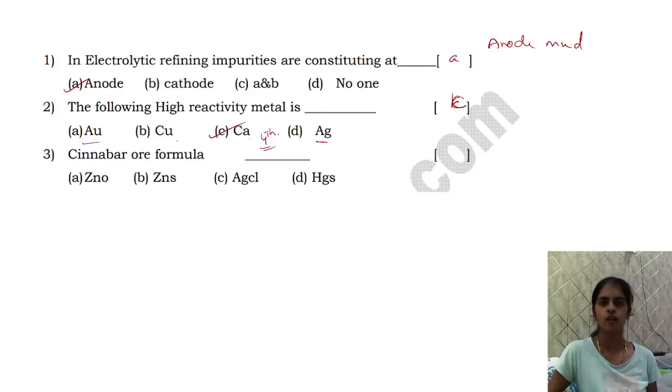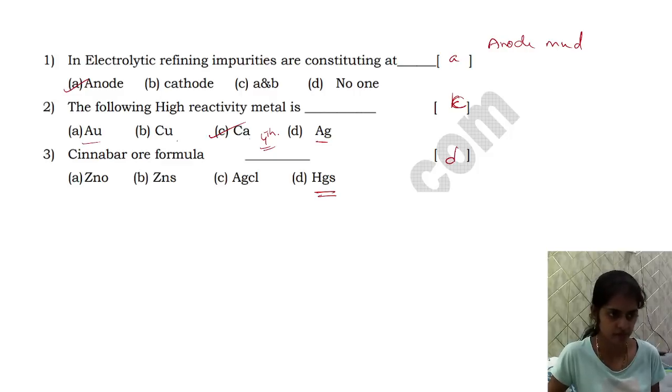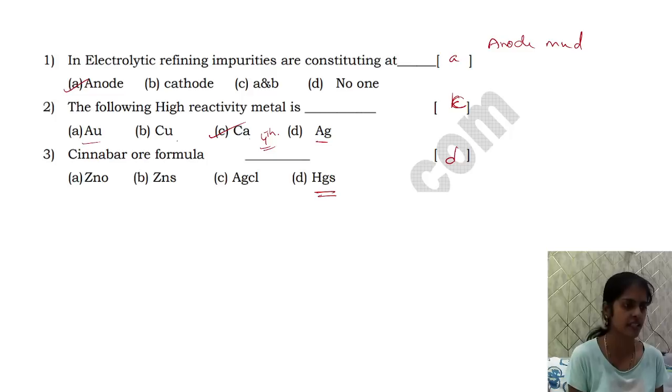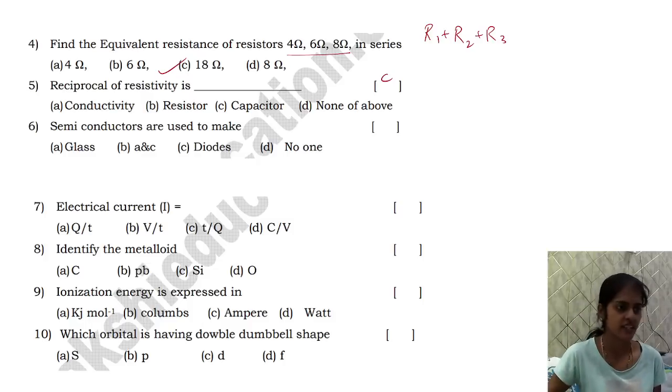Cinnabar ore formula. Cinnabar is the ore of mercury. HgS is the formula of it. So option D is correct. It is the ore of mercury. Next, find the equivalent resistance of these when they are connected in series. When they are connected in series, what do you do? Simply add all the resistances. So 4 plus 6 plus 8, you get 18 ohms. So here actually there should be a bracket.